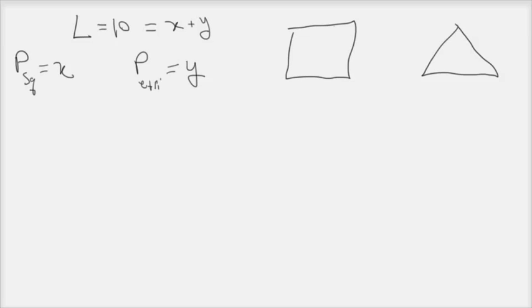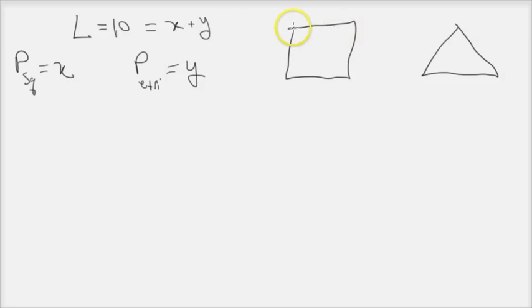Alright, so this is what we've got so far. We've got our square and our equilateral triangle, and ultimately we're trying to find the maximum area that can be enclosed by both of these. So we're going to need expressions for the areas of each one of them, which means we're probably going to need to use their dimensions.